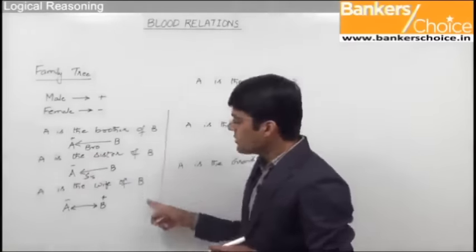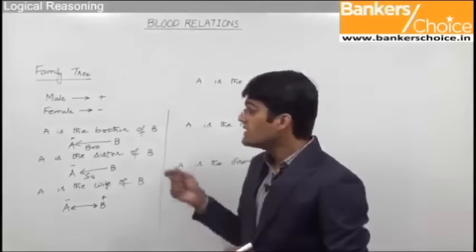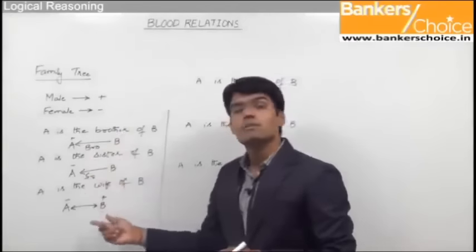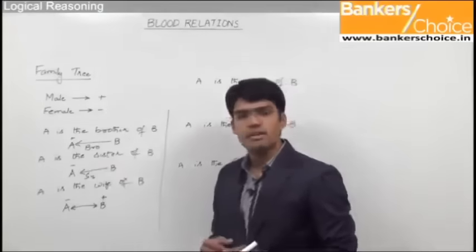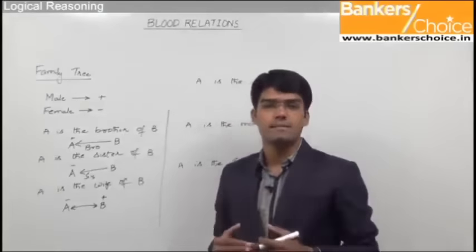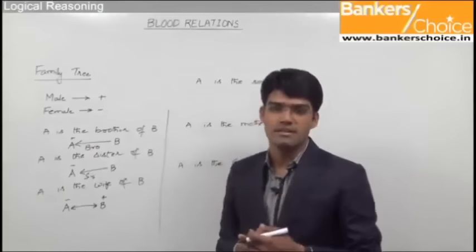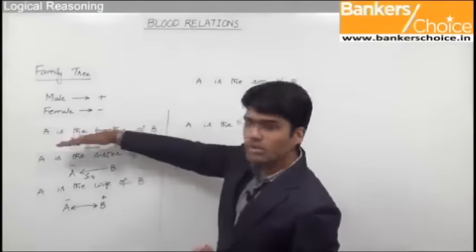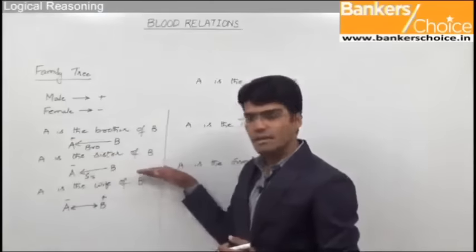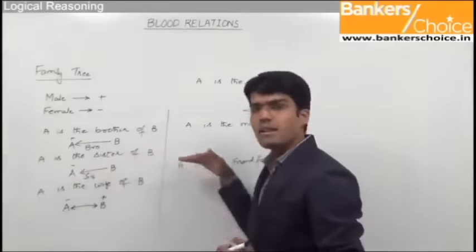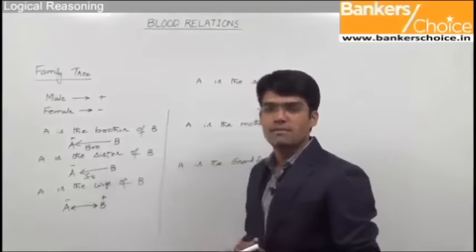One more point which we need to understand in these three cases is there is no generation gap between the two persons A and B. For example, when we say A is the brother of B, A and B are siblings, that is they belong to the same generation. So that is the reason we show them on the same level. Similarly, in case of A is the sister of B, we have shown them on the same level, because they belong to the same generation.